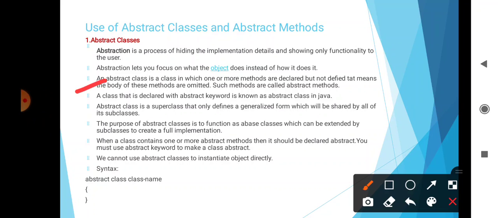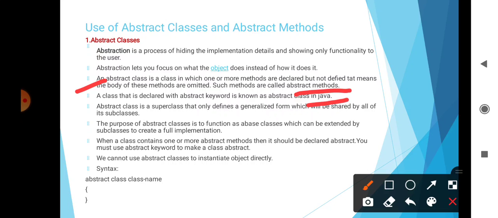One or more methods are declared but not defined. That means the body of these methods is omitted. Such methods are called abstract methods. A class that is declared with the abstract keyword is known as an abstract class in Java. That means whenever we declare a class with the abstract keyword, this class is called an abstract class.